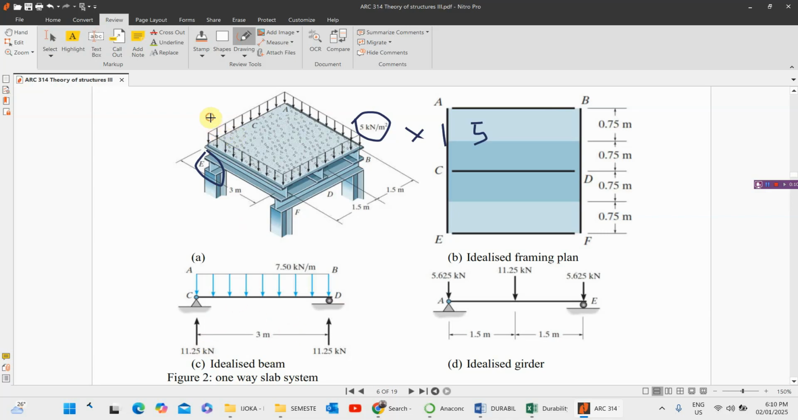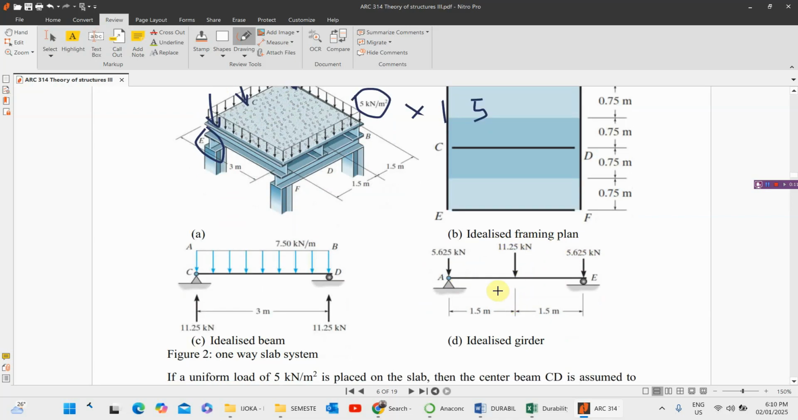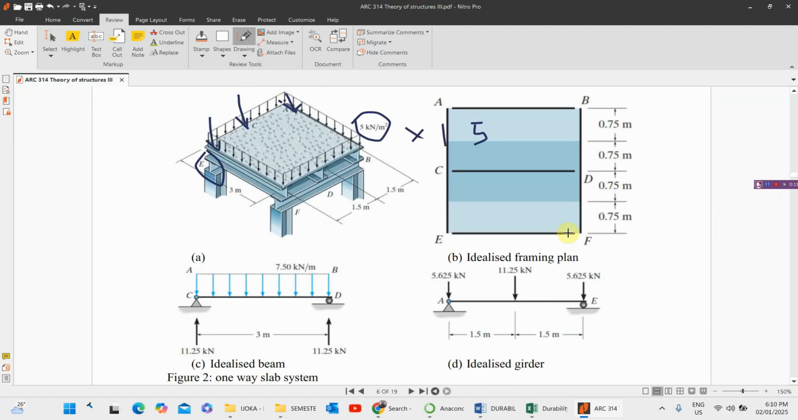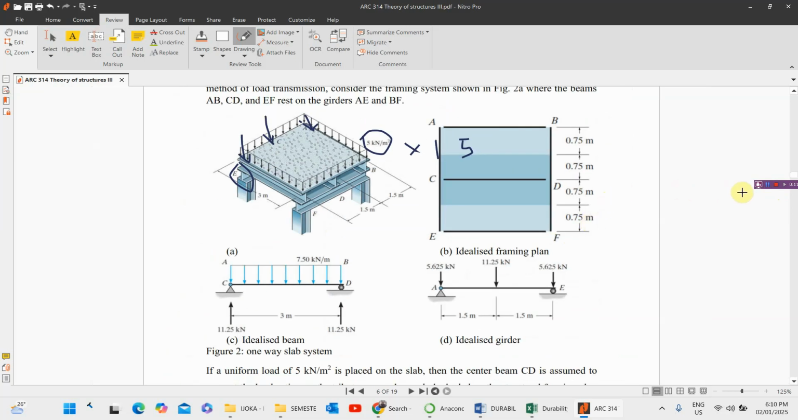So we have 5.625 here, 5.625 here, and we have 11.25 here, which is what we have here. So that's what will be happening at this gather AE. So you can see we have 5.625 and 11.25. So that's the way this beam will be loaded. So I hope that is clear enough. Look at it and just digest that before I proceed to the next point.